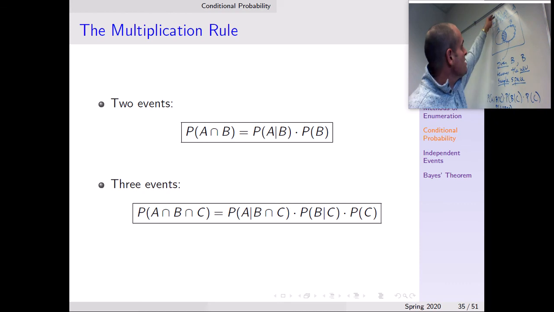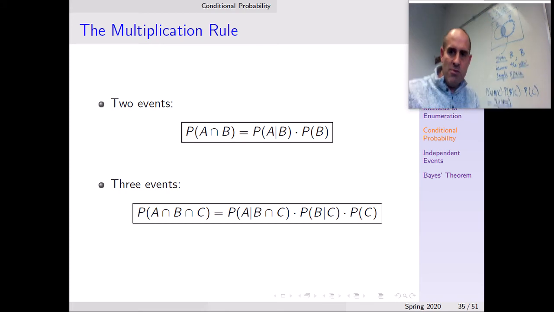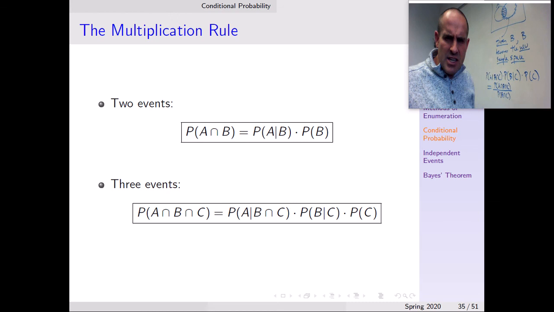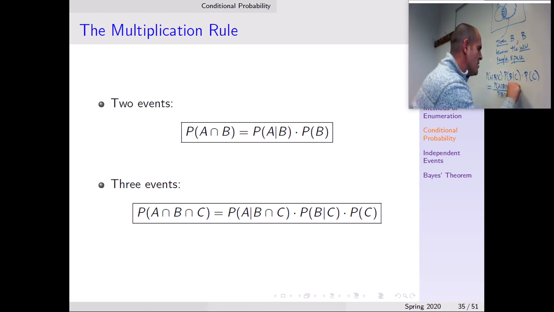Okay, the probability of this event given that event is the probability of the intersection of those events divided by the probability of the conditioning event. That's exactly what we've written down here. What about the probability of B given C? Well, that's the probability of B and C over the probability of C by the formula for conditional probability. And then finally we have the probability of C.